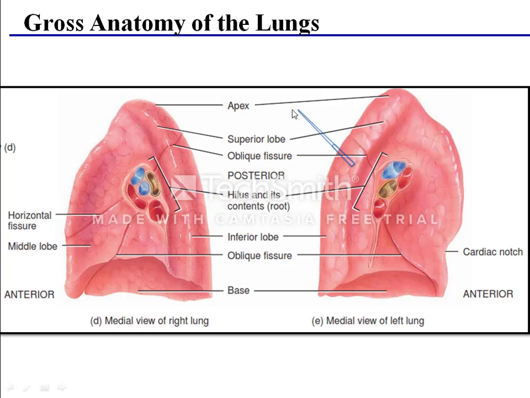Superior tip of the lung is called as apex. Inferior surface which rests on the diaphragm is called as base. Cavity that accommodates heart is called as cardiac notch.